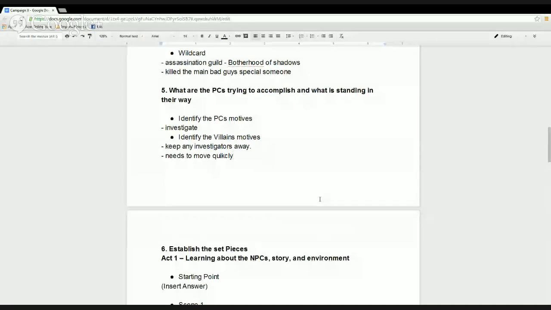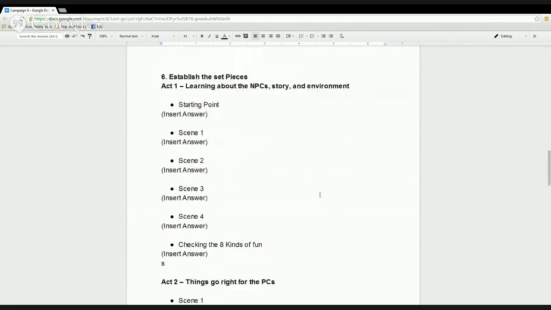I like that. Okay, so now we know why the PCs are here. They're here to investigate. The villains are trying to keep the investigators away for all of their motivations, and they need to move quickly for all of the circumstances. Again, we still don't know why the PCs are coming, but we will figure that out. But that takes us to step 6. Here's when we really get into the meat and potatoes.